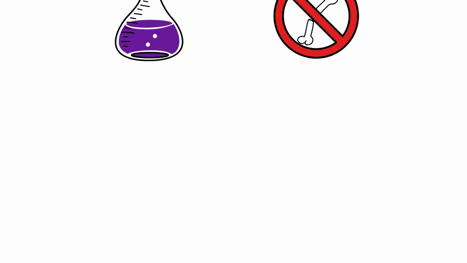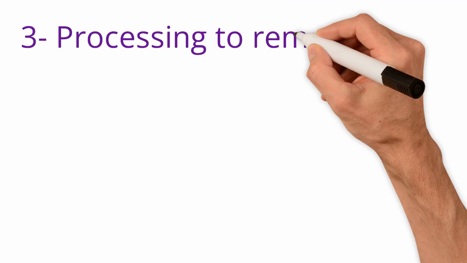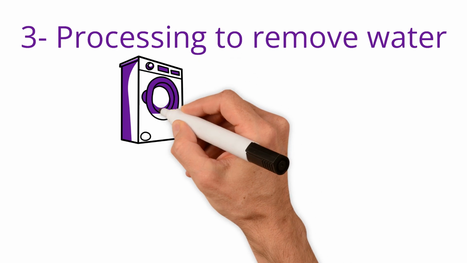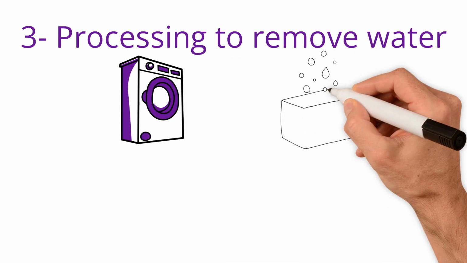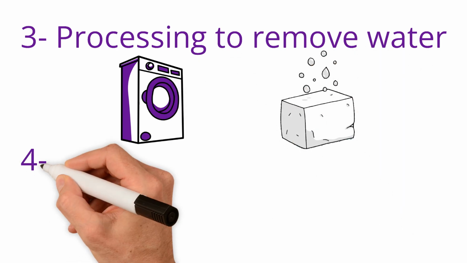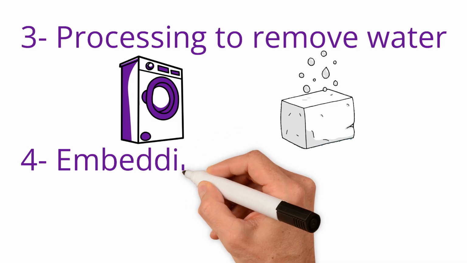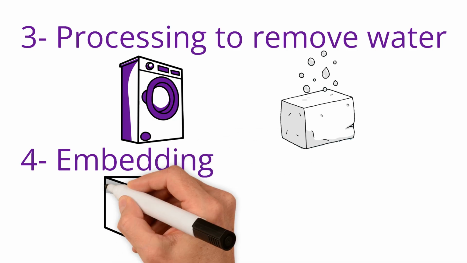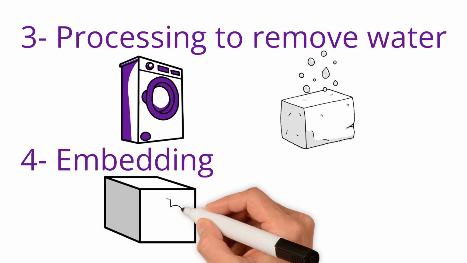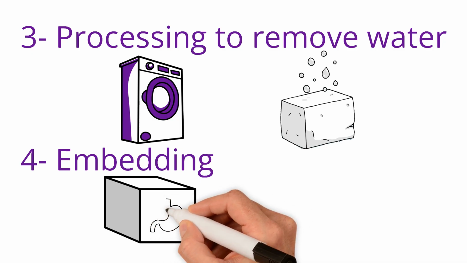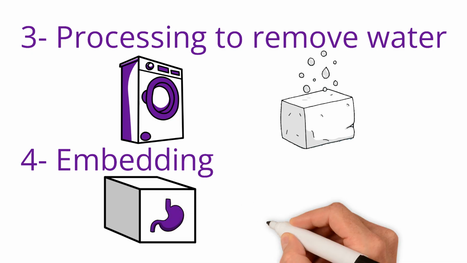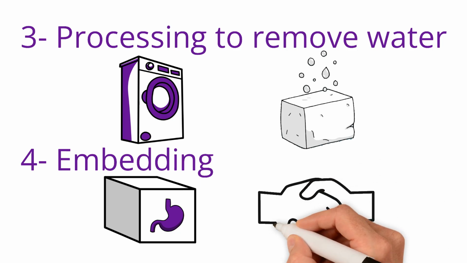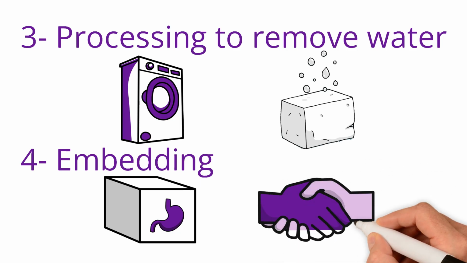The third step is called processing, where we remove water from the tissue and add wax so the tissue can be cut. The fourth step is embedding. This is a process of placing the tissue into a block of wax. The wax is then allowed to cool and solidify, creating a firm support that allows the tissue to be sliced into thin sections for microscopic examination.